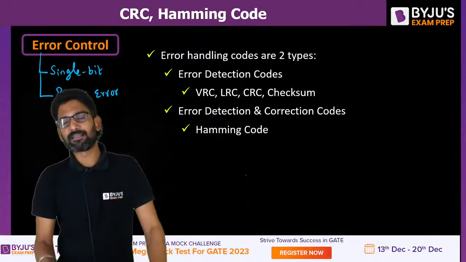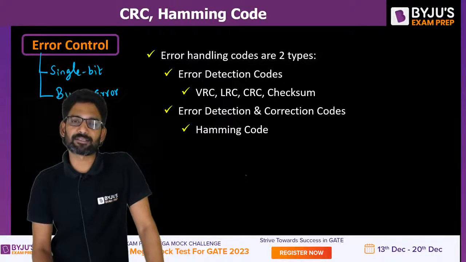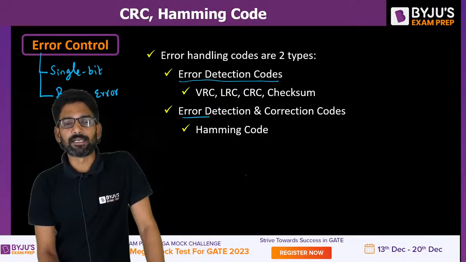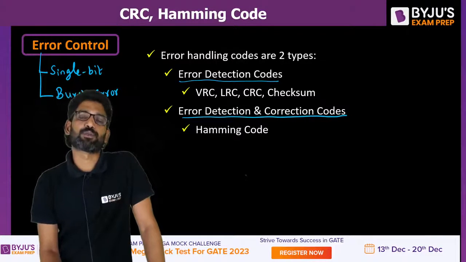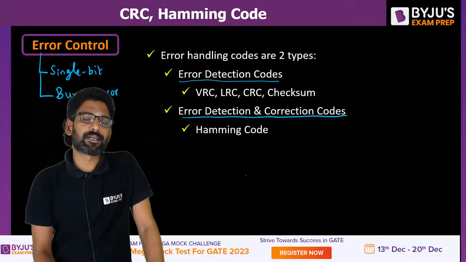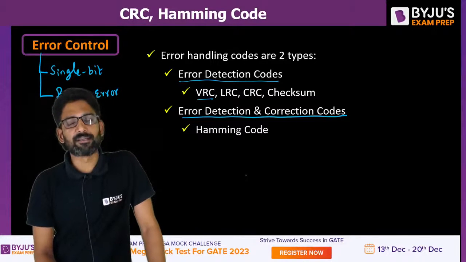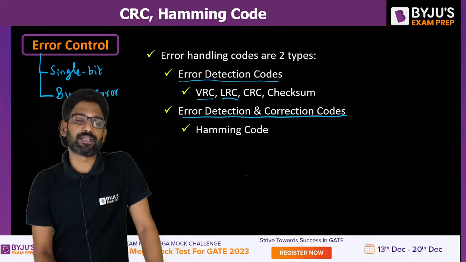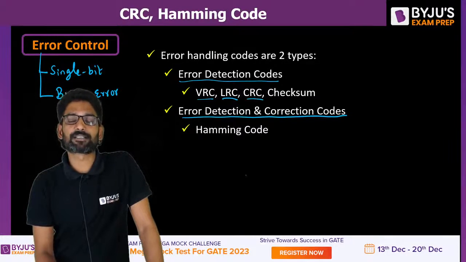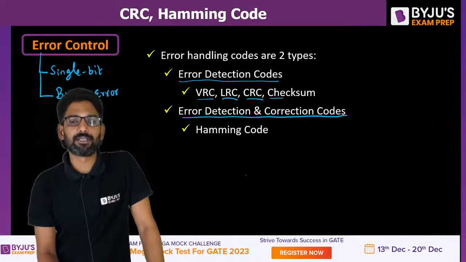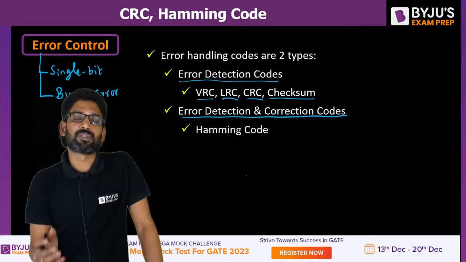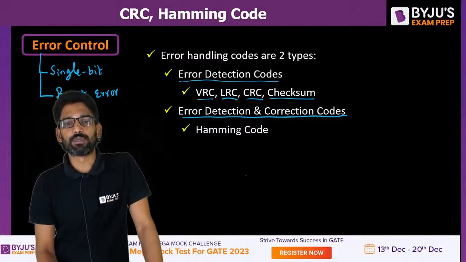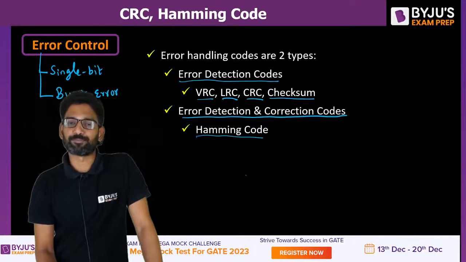To handle these errors, we have two types of techniques or codes: error detection codes, and detection and correction codes. What are detection codes? VRC, vertical redundancy check; LRC, longitudinal redundancy check; CRC, cyclic redundancy check; and checksum. These are the detection codes. The detection and correction code is Hamming code.